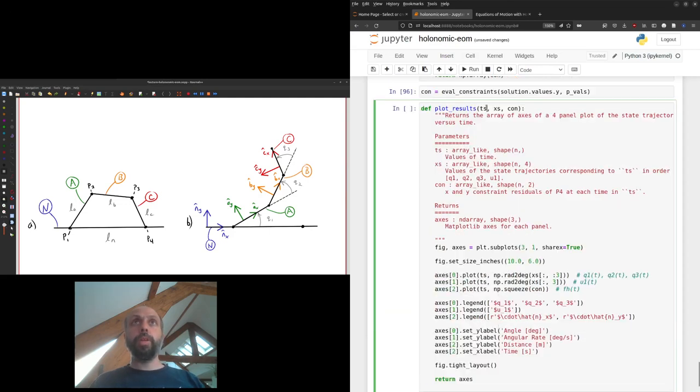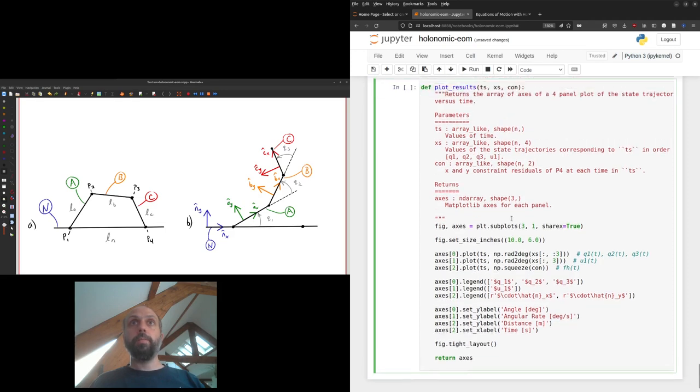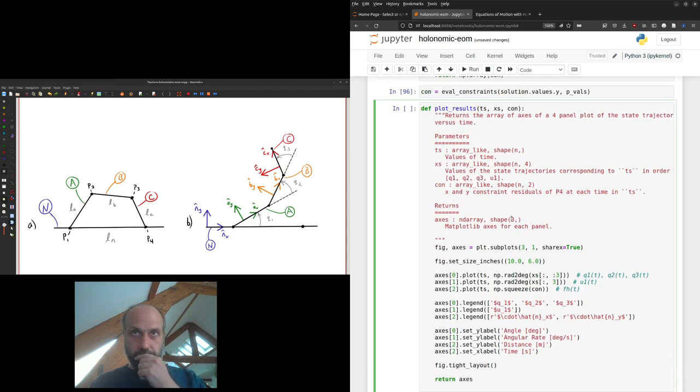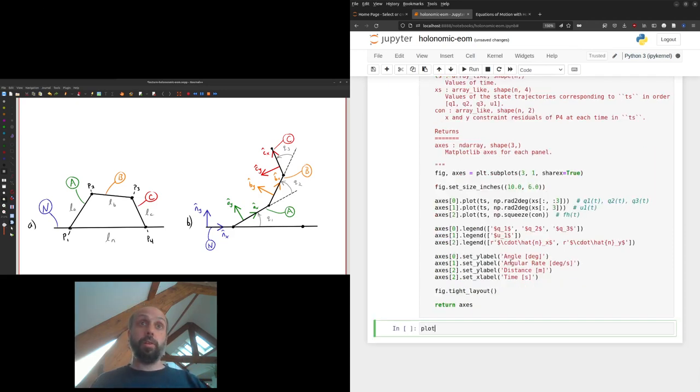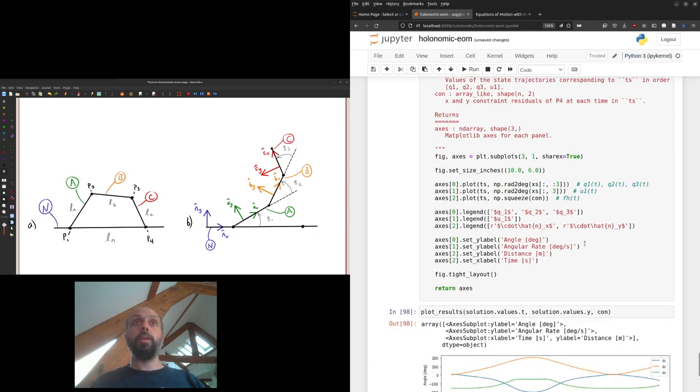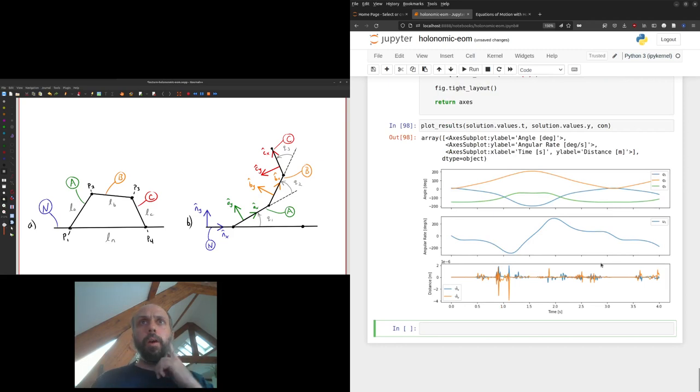This plot results function takes the time values, the states, and then the constraints. And I have things out of order, though. All right. No, it'll work for this. Everything matches. So let's create that plot results, and then let's call it. So plot results will take the time values, so solution dot values dot time, the state values, solution dot values dot y, and then it takes the constraint values, which we just calculated, and hopefully I get a nice picture. Looks like we did.